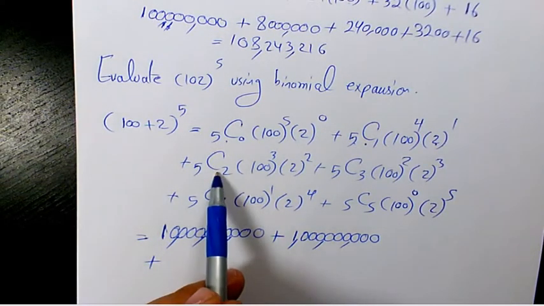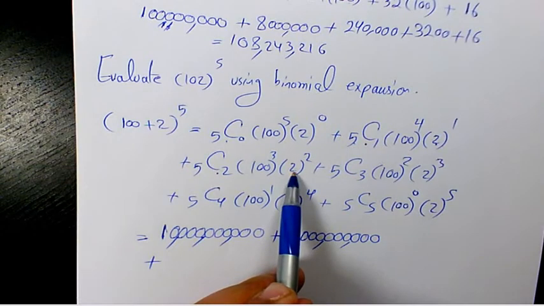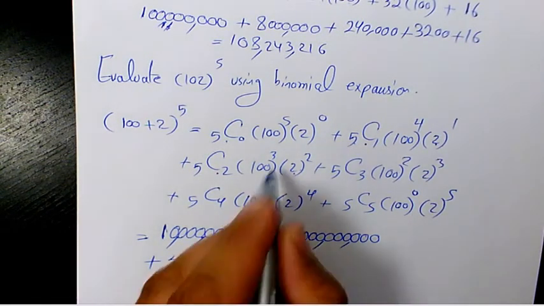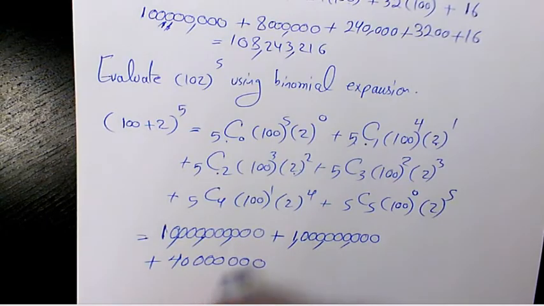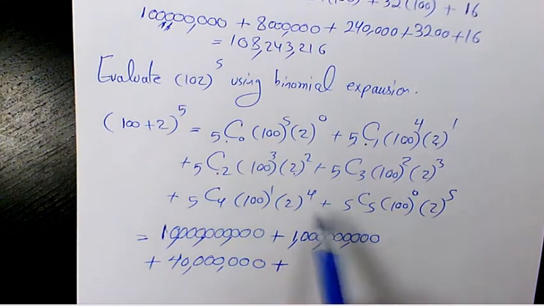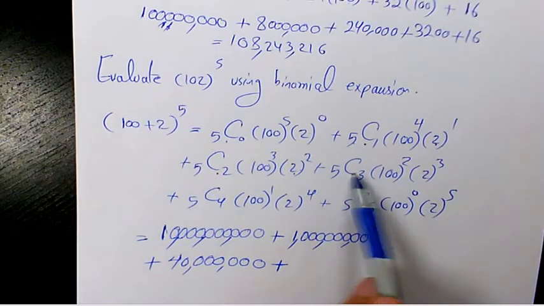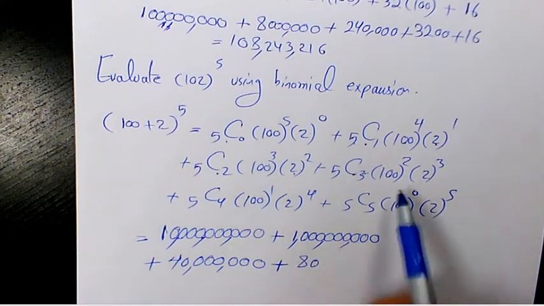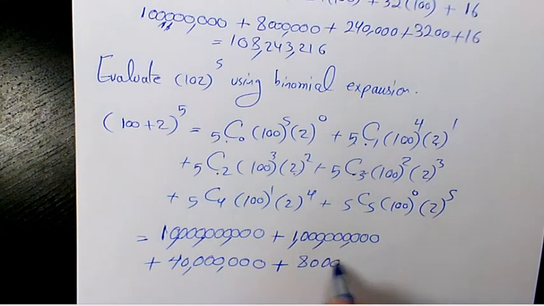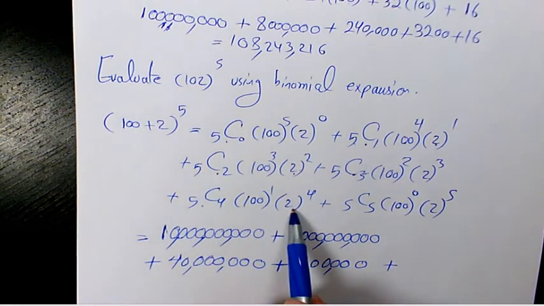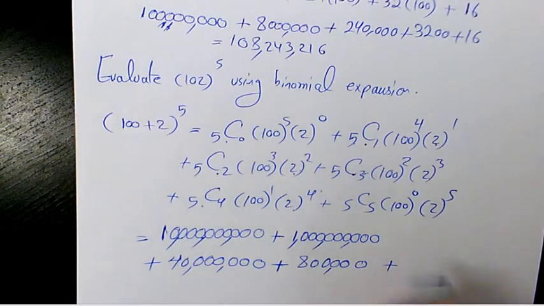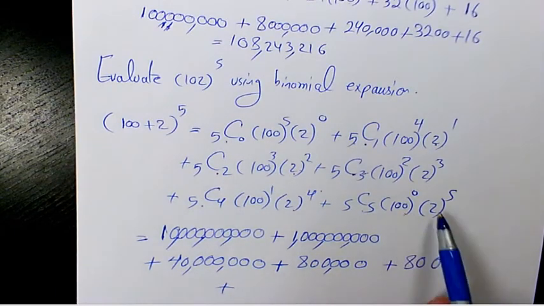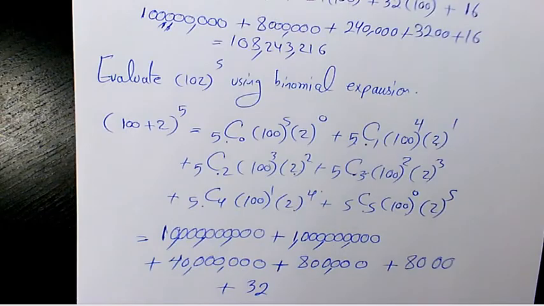Then we have 10 times 4, 40, times million. So that's 40 million. Plus, here we have 10 as well. 10 times 8, 80, times 10 to the power of 2, 1, 2, 3, 4, so we have 800,000. Then we have 5 times 2 to the power of 4, which is 16. That's going to be 80 times 100, 8,000. And this one is 1 times 2 to the power of 5. It's going to be 32.